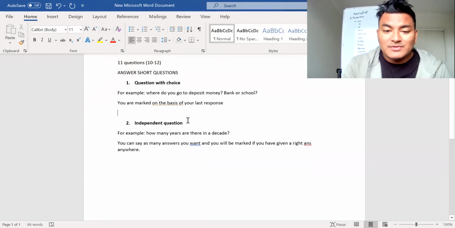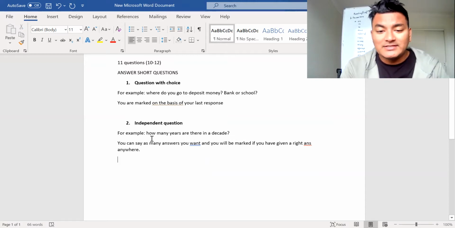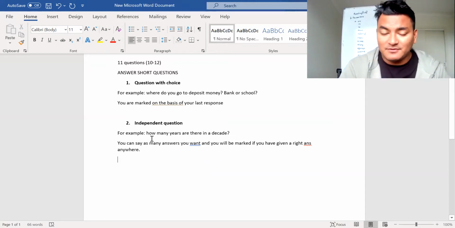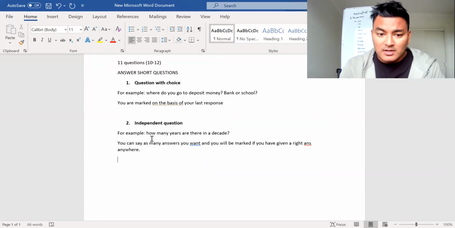Also, the second type of question is independent question. For independent question, you don't get any options in the question. For example, let's say, how many years are there in a decade? If you are given that question, you don't have any options. Now you have to know the answer, and you can say as many answers as you want. You will be marked if you have given the right answer anywhere.